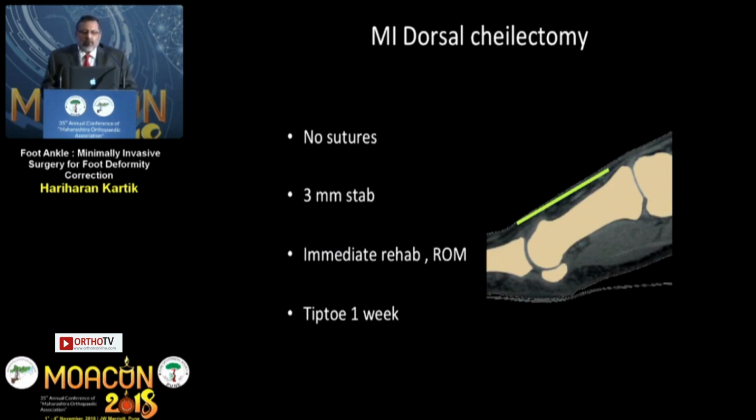In the dorsal cheilectomy performed minimally invasively, it's a 3 millimeter stab incision, and you create a working pocket. The patient walks out of the operating theater because you can do this under a block. You use the burr to take away the dorsal prominence, and you can get the patient to tiptoe within a week. And this is particularly useful in the kicking, the running sport, the elite athlete who wants to get back to training as quickly as possible. So the rehabilitation process starts very much earlier.